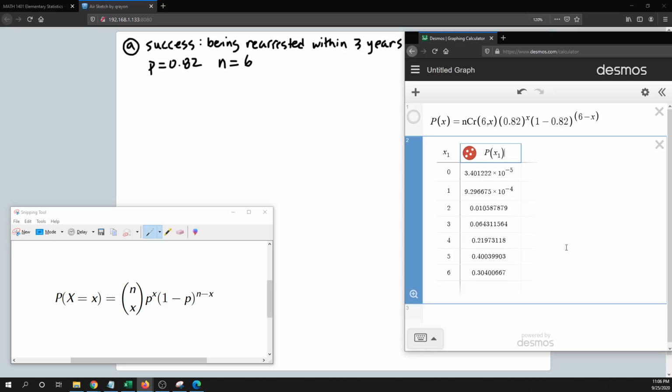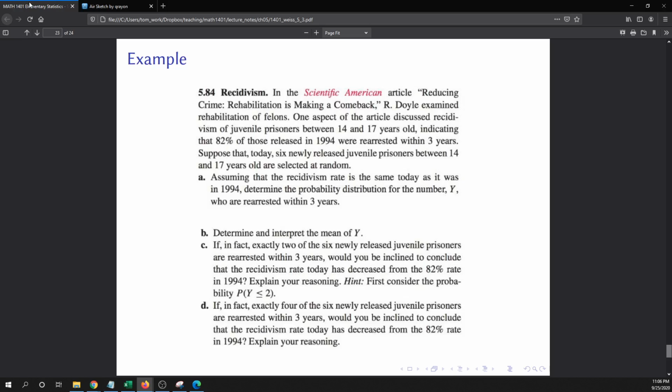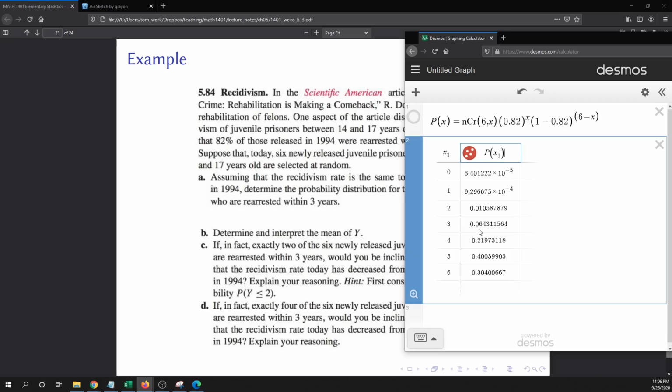All right. So in part 1, what do they want us to calculate? Determine the probability distribution. So we did that. We have both the formula and the table.